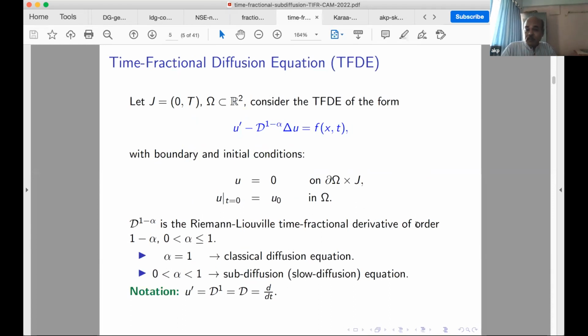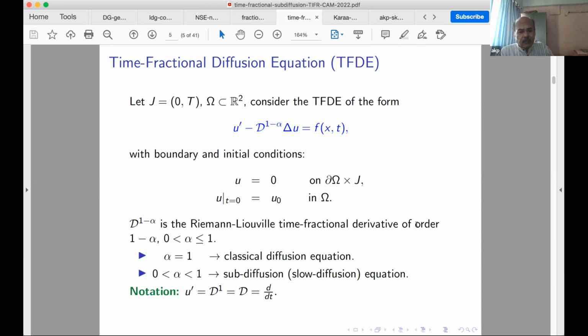Then your time variation is from 0 to capital T, and u is a function of x and t. u prime is going to be the partial derivative of u with respect to time, minus D^(1-alpha) acting on the Laplacian of u. For simplicity, I have taken this, but I will tell how you can generalize this minus Laplacian to any other second order elliptic problem. And the forcing function is f, a function of x and t.